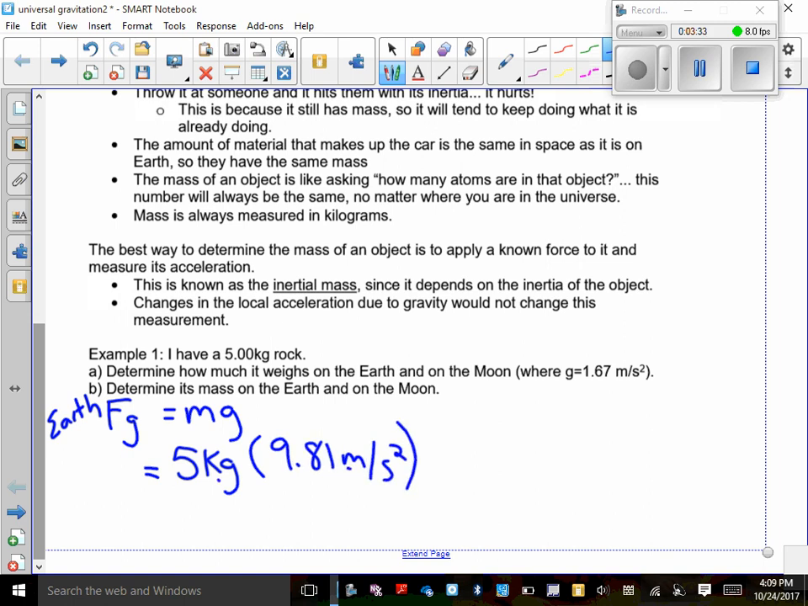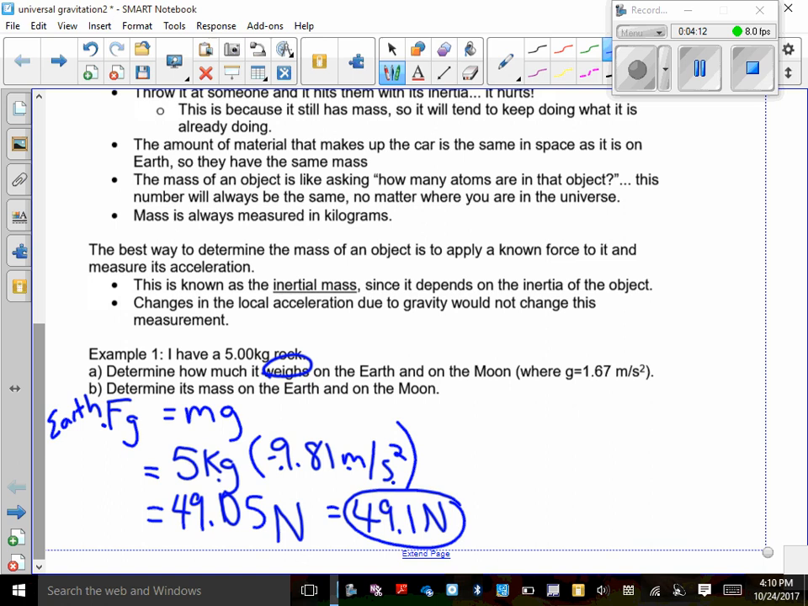Okay, a kilogram meter per second squared is the same as a Newton. We don't need direction for weight. Okay, the force of gravity is downwards. It's true, the acceleration due to gravity is downwards and this force is downwards, but I'm just talking about weight, and weight is not a vector. It's just that value. Okay, so when I calculate this, I got 49.05 newtons with sig figs. That is going to be 49.1 newtons. Okay, now let's look what's happening on the moon.